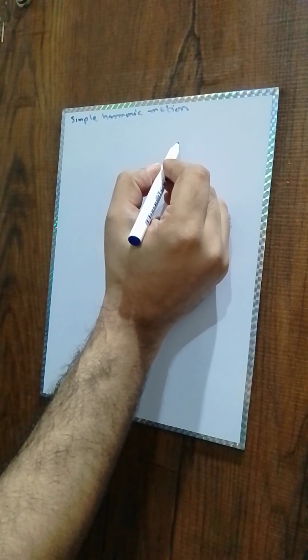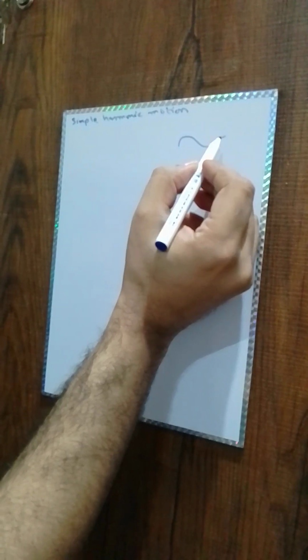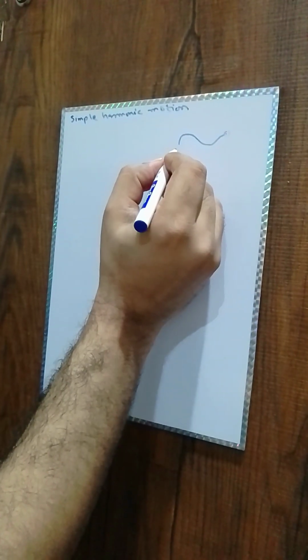For example, here's a wave. This object, the wave for motion. Excuse me, I have to change my pen. Simple harmonic motion.